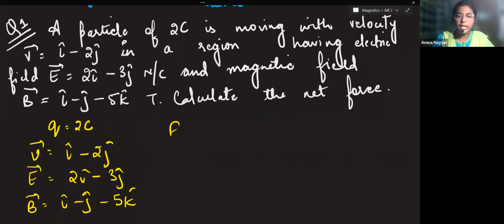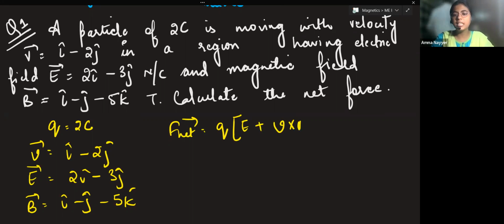For net force, we have seen the formula is Q times E plus V cross B. Before we put the charge into it and add the electric field, let us find out V cross B, because the tedious work here is V cross B only. It is a cross product and you need the complete determinant system whenever you have the Cartesian form.